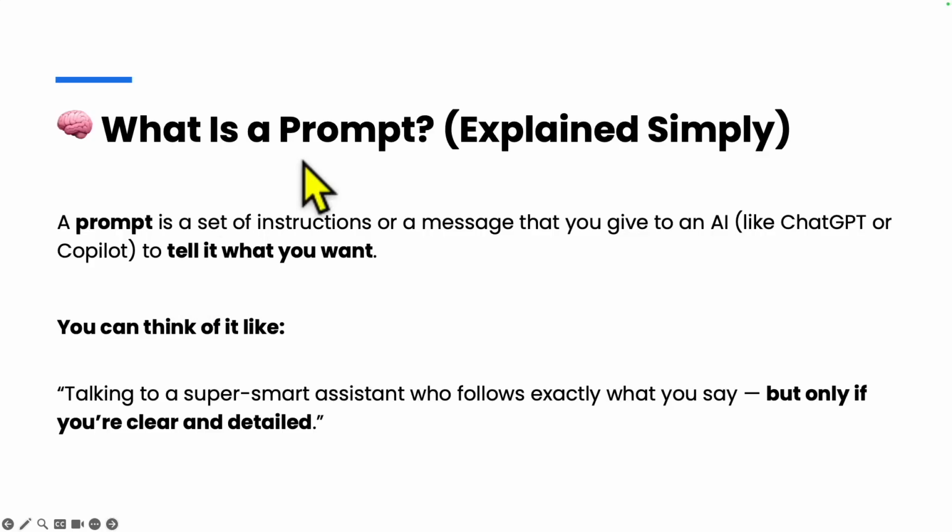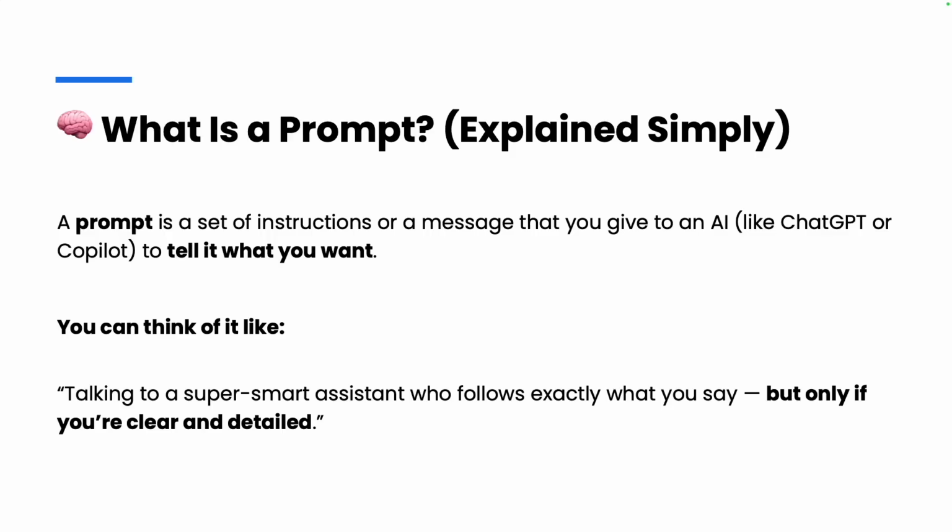So first and foremost, what is a prompt, before understanding prompting techniques? A prompt is a set of instructions or a message that you give to an AI like ChatGPT or Copilot. These instructions are given to do something for you. Or if you want something, you are giving that instruction to the Gen AI and you're expecting an output from it. You can think of it like a super smart assistant who follows exactly what you say, but only if you are clear and detailed.